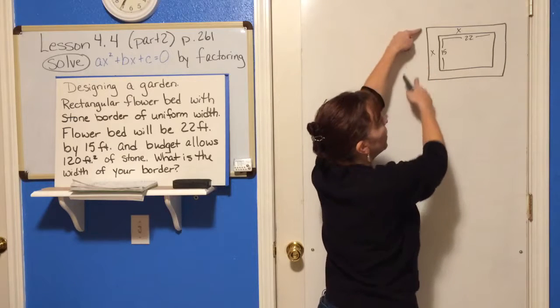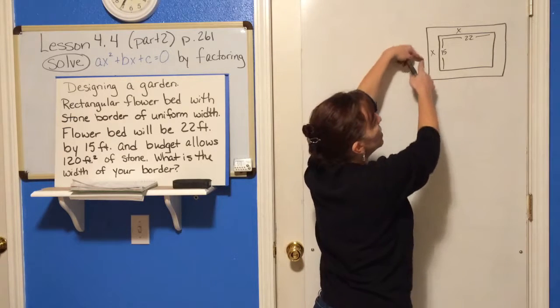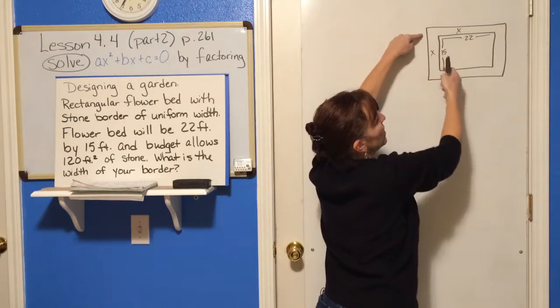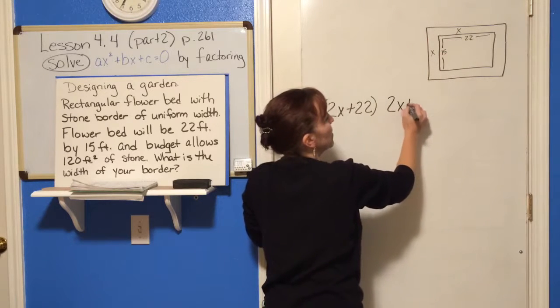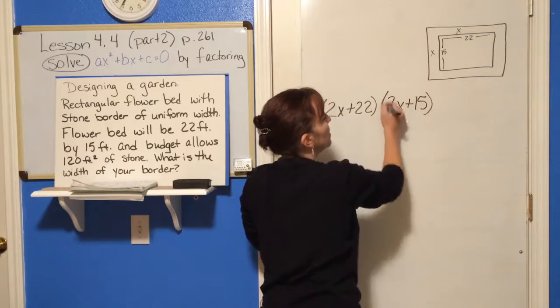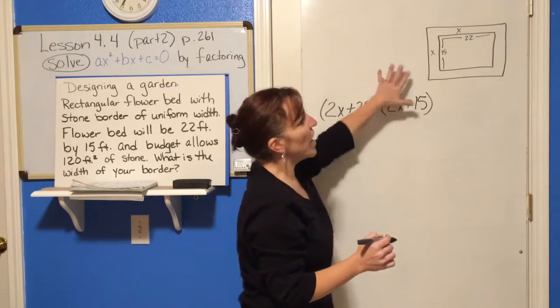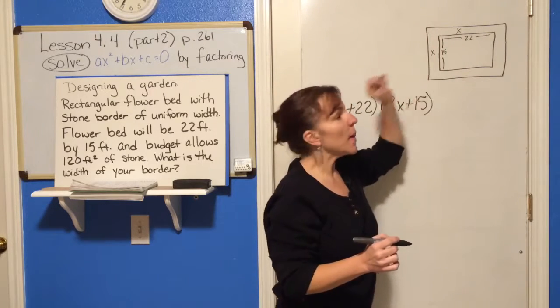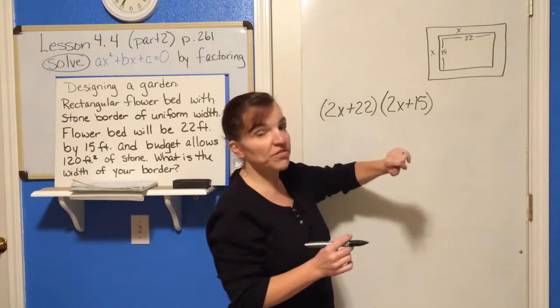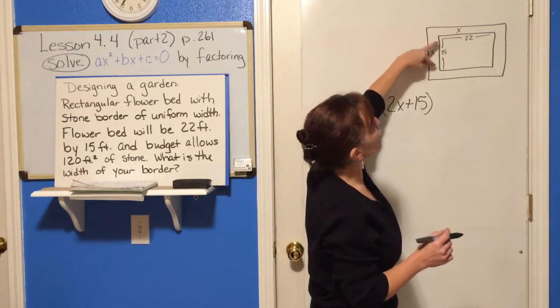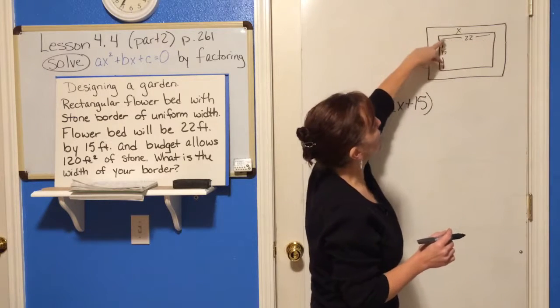Our length times our width gives the area of a rectangle. So the width is this 15 plus this x plus this x. So you've got 2x plus 15. So that gives you the area of the entire rectangle. But you don't want stone on the whole rectangle. That would not be very pretty for the flowers. So you're going to subtract out this part that's in between.